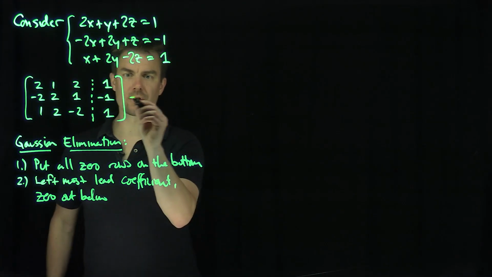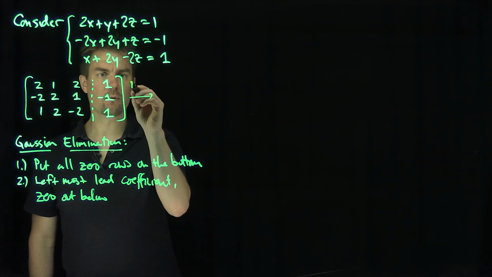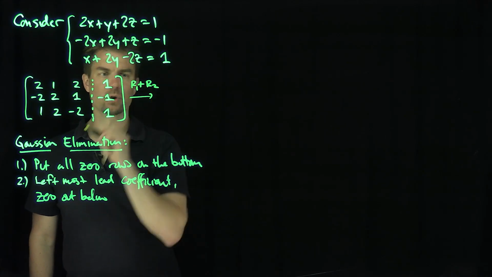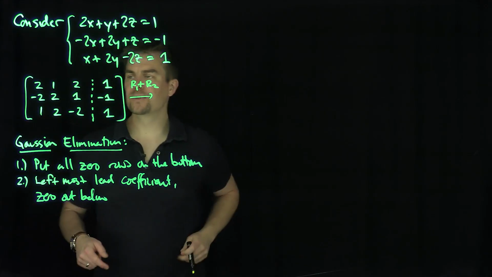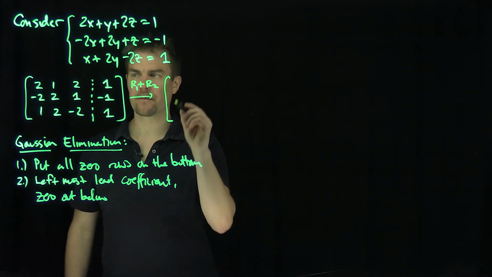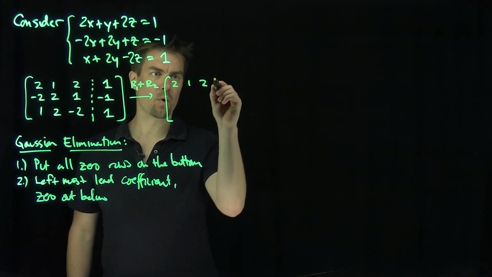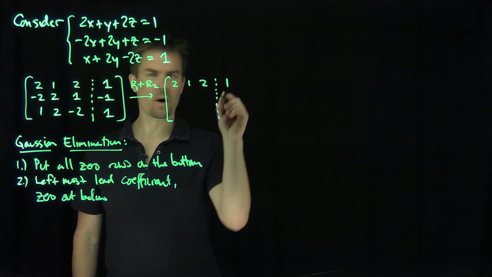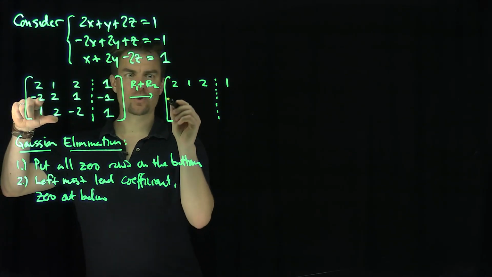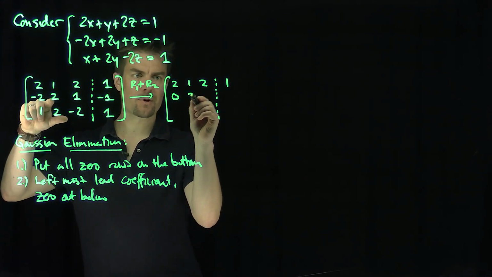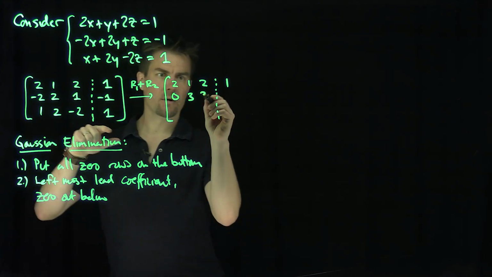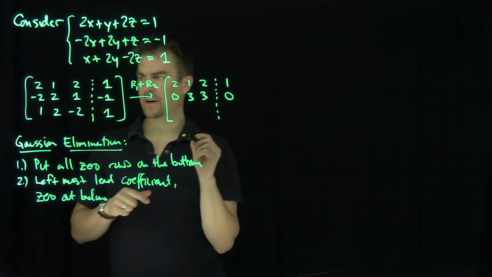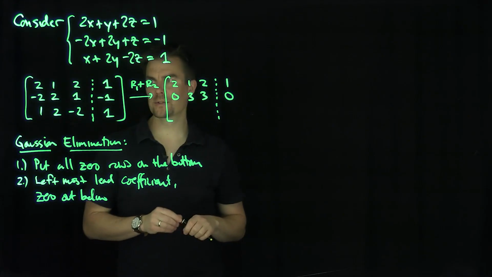So what I'm going to do is the first operation over here: row 1 plus row 2. If I do row 1 plus row 2, that will 0 out this second entry over here, right? So the first row will stay the same, 1, 2, 1, and then a 1. And if I add row 1 to row 2, I'm going to get a 0 over here, a 3 over here, a 3 over here, and a 0 over here. The second row stayed the same.